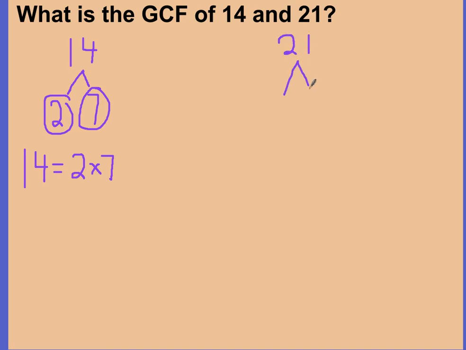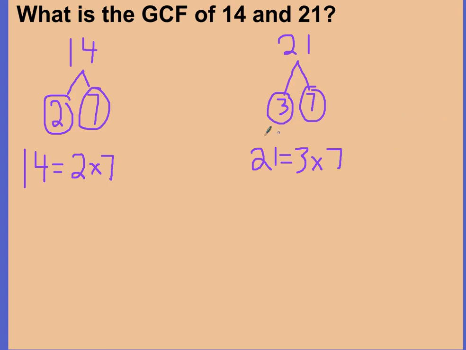21, there's only one way to do that. It's 3 times 7. Remember, we say there's only one way to do each of these because we do not want to use the number 1 when we're looking for prime factors. All right, so 21 equals 3 times 7.